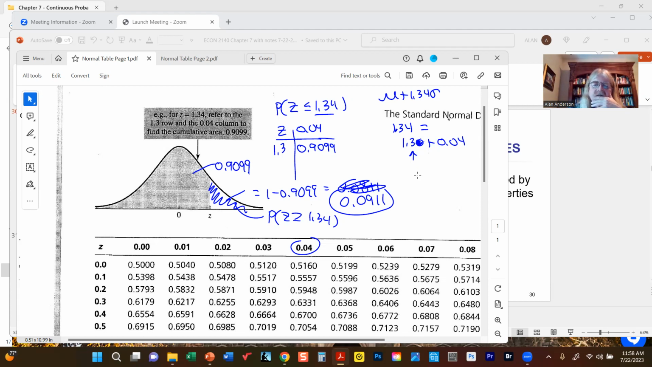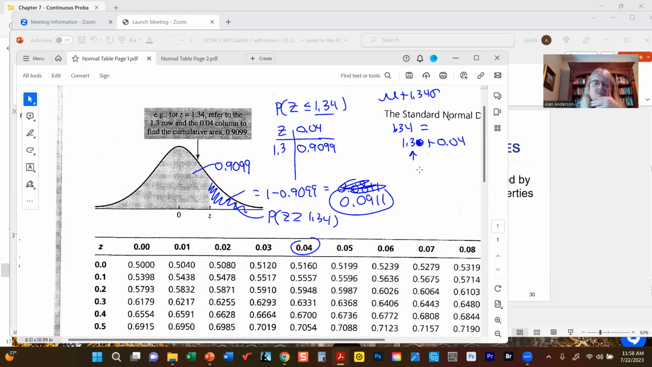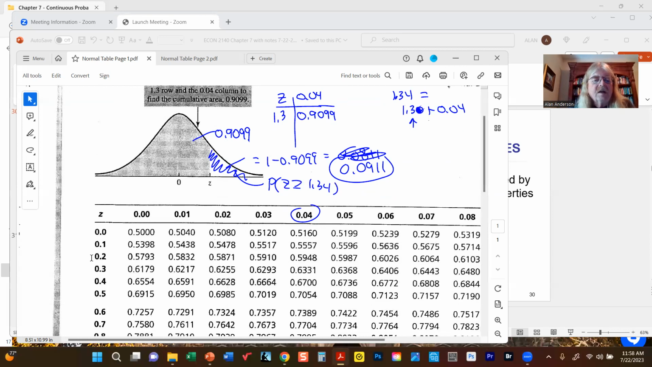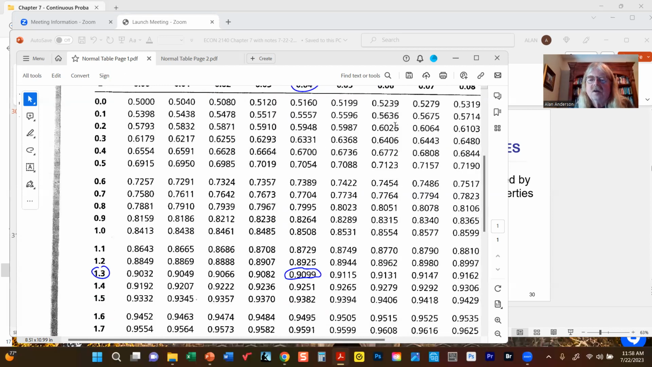All right. So all of them are calculated the same way. These are all less than or equal to probabilities. We need to know, in order to look them up, break it up into two pieces, this number and this number. The first two digits, the digit before and after the decimal, come from the first column, and the rest comes from the top row.